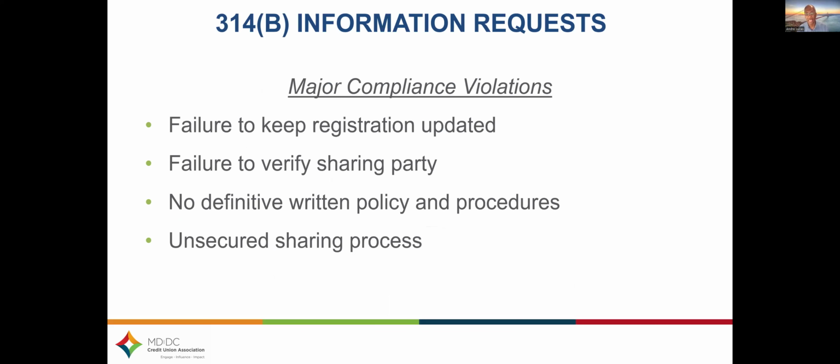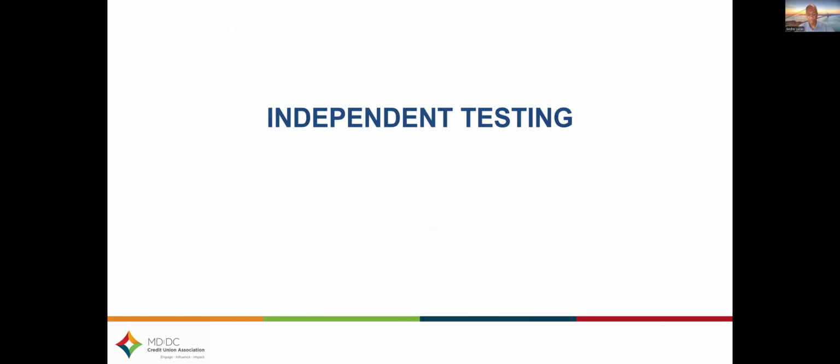Okay, some of the major violations when it comes to 314B: not keeping your registration updated. It's annual. You must annually register. Not verifying the sharing party, not having policies and procedures put in place as far as your sharing process, and an unsecured sharing process are other violations. Okay, enough of that. Independent testing.